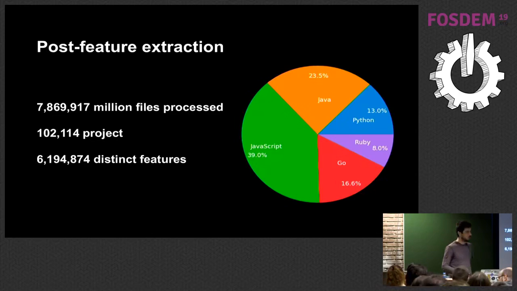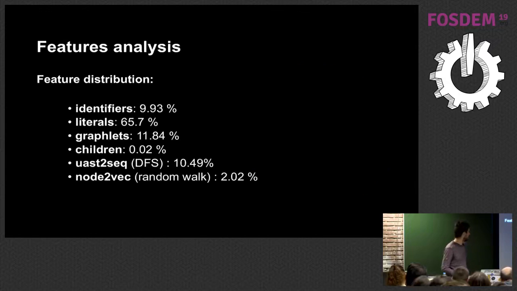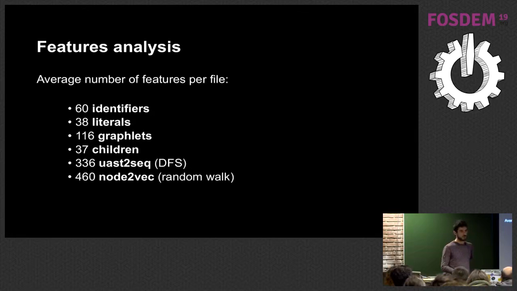Looking more into the features we extracted, most of them were the syntactical features, as you can see, so identifiers and literals, which accounted for about 75% of all the features I extracted. However, when looking at each file individually, I saw that they each had about 1,000 features, and most of them were actually, this time, structural features. This was an average made on all of the features from files of any given language, but it was about the same when looking at files of specific languages.